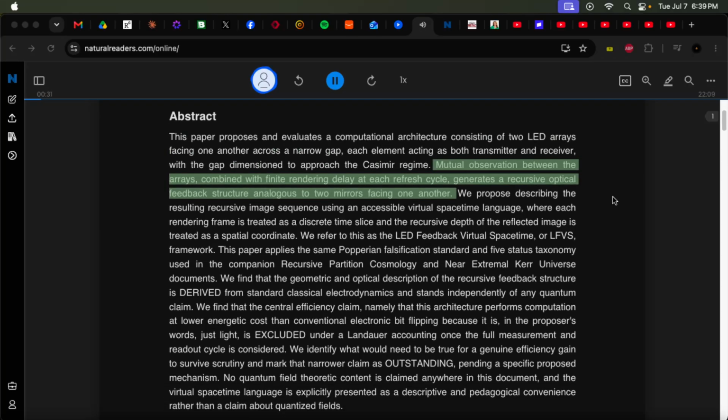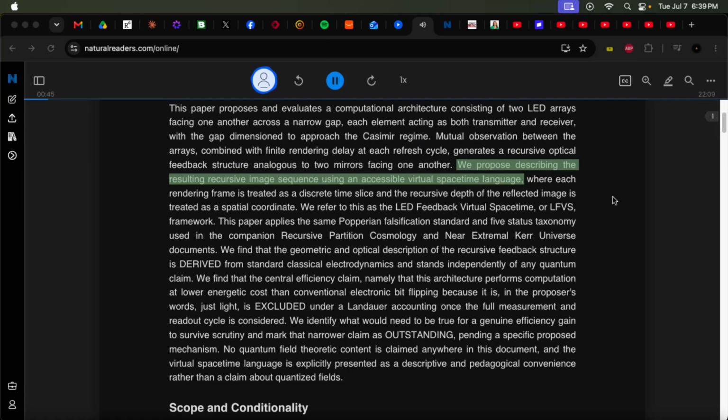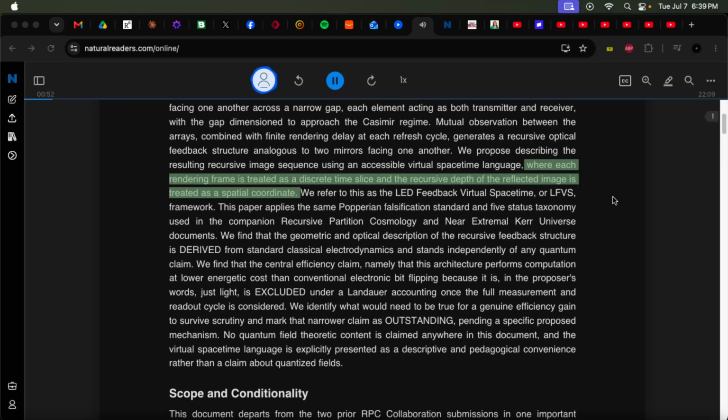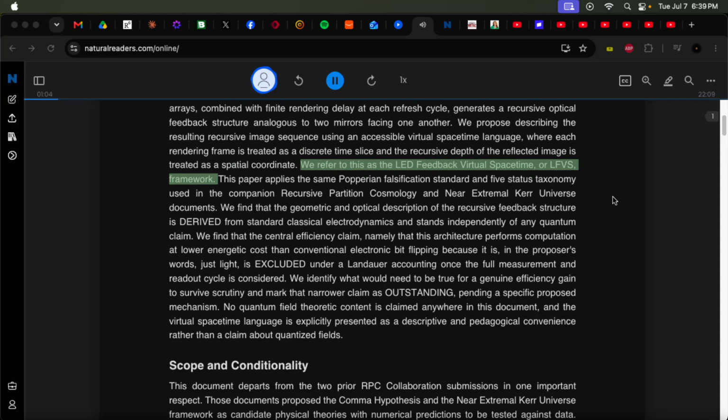Mutual observation between the arrays, combined with finite rendering delay at each refresh cycle, generates a recursive optical feedback structure analogous to 2 mirrors facing one another. We propose describing the resulting recursive image sequence using an accessible virtual spacetime language, where each rendering frame is treated as a discrete time slice and the recursive depth of the reflected image is treated as a spatial coordinate. We refer to this as the LED Feedback Virtual Spacetime, or LFVS, framework.